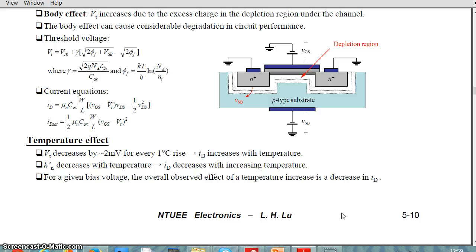Temperature effect. What the temperature effect basically says is that the threshold voltage decreases by a small amount, usually 2 millivolts for every 1 degree centigrade rise in temperature of the device, which implies that ID increases with temperature. That is what the temperature effect basically says.